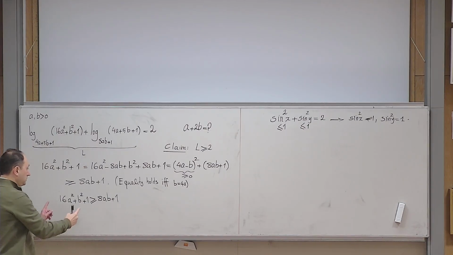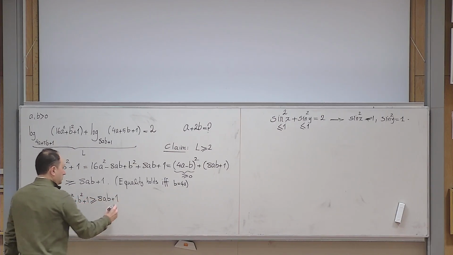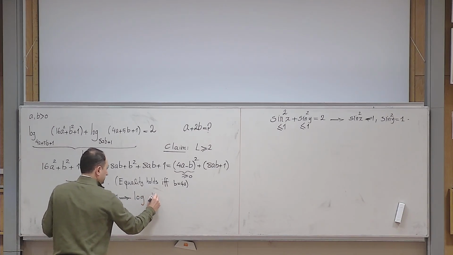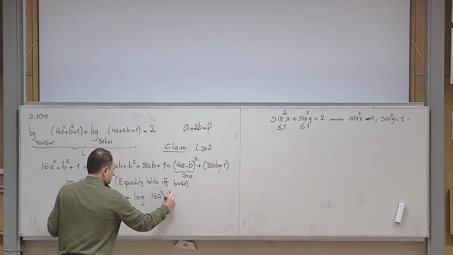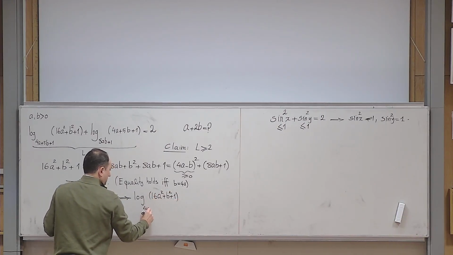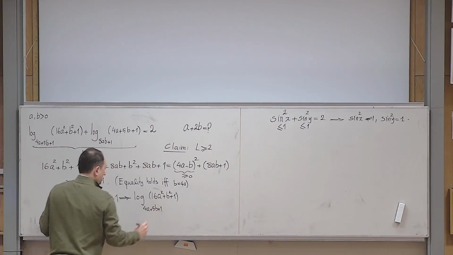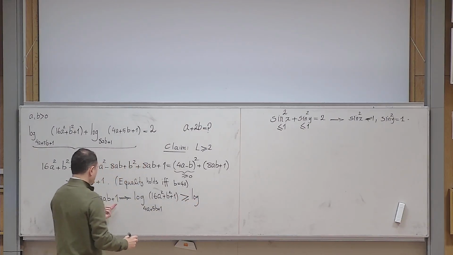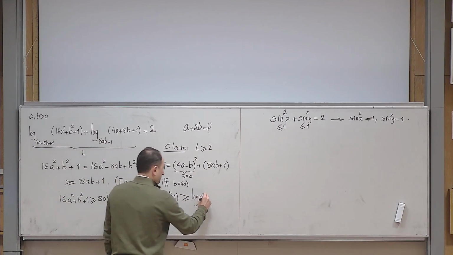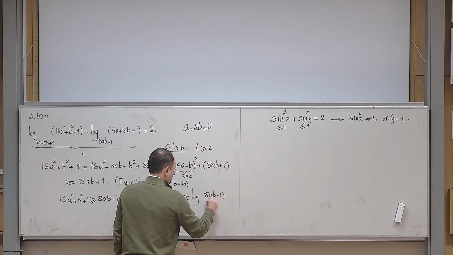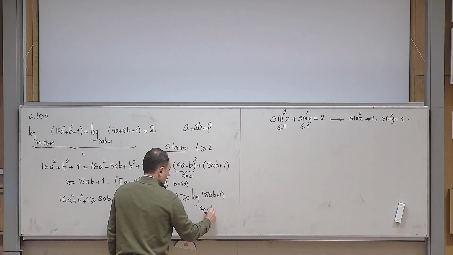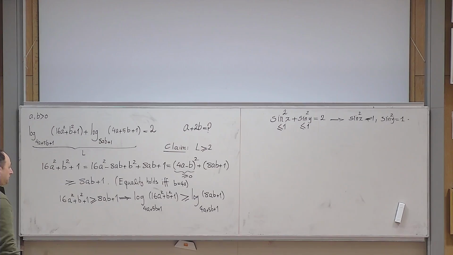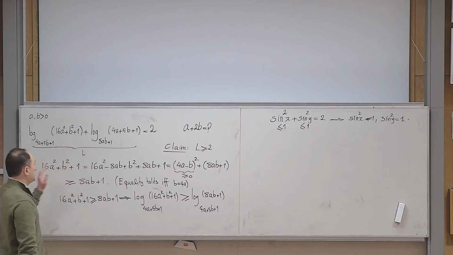What does it mean? It means that if this number is greater than this number, I can immediately conclude that the logarithm of this number to this base, yes, is also greater than or equal to the logarithm of this number to the same base. Yes? Yeah. So now let us go to L.